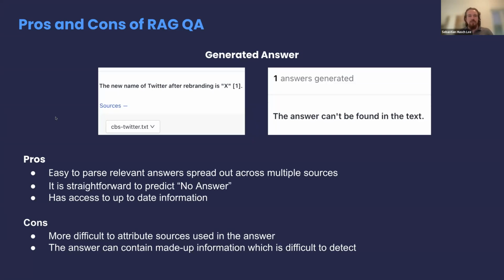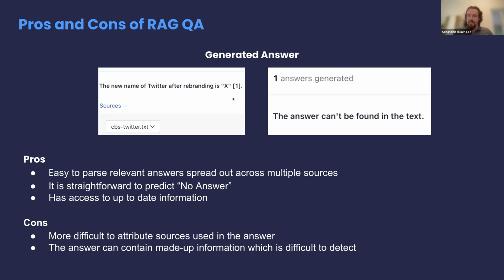Some cons, but things that are actively being worked on. Sometimes it's more difficult to attribute sources used in the answer. As you can kind of see here, we try to construct our prompts to provide references to documents retrieved, and we've had some mixed success there so far. And sometimes the answers can contain made-up information, hallucinations, which can be difficult to detect. But we're actively working on a system that will detect these hallucinations. And we actually have a previous talk on that from my colleague, Thomas, that I would definitely recommend checking out.